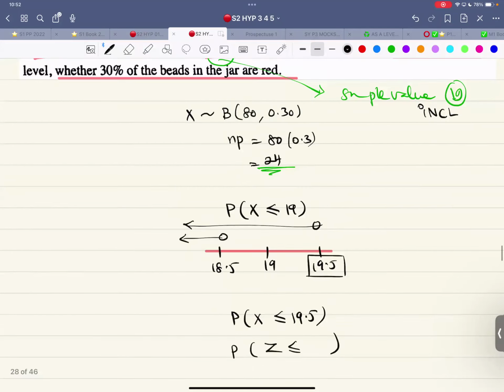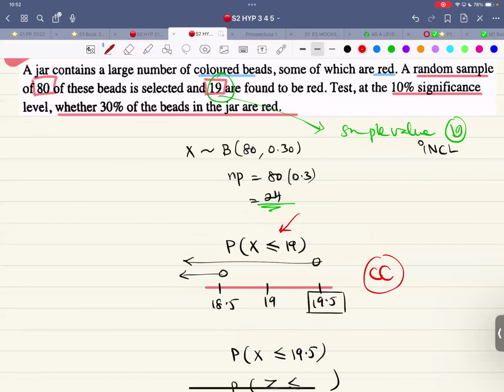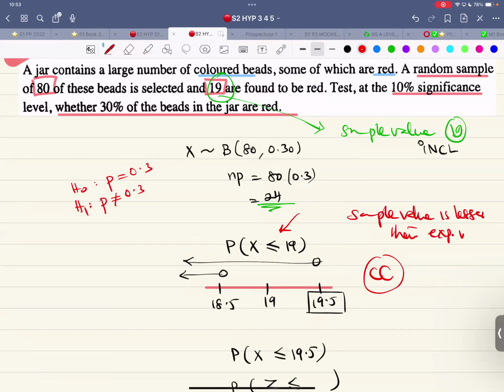So I wanted to focus on this thing. One thing, that was the continuity correction. The next thing, why are we going lower tail? Although H1 is P is not equal to 0.3, H0 is P is equal to 0.3. We are going lower tail because the sample value is lesser than expected value. Expected value is the mean. If instead of 19, we would have 29, we would focus on the upper tail. That is the simple rule.